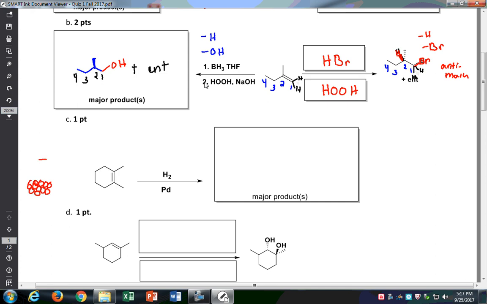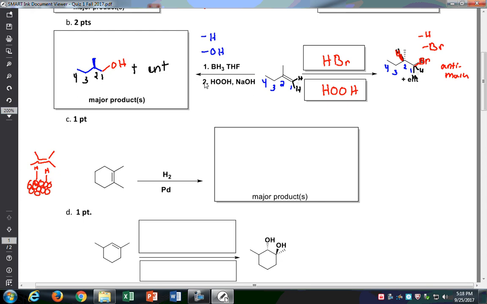So whatever face our pi bond comes in to interact with the metal that has the hydrogens adsorbed on it, that's the side our hydrogens are going to add. So this is syn. If one side interacts with the metal, that's the side the hydrogen is going to add on. The other side interacts with the metal, that's the side the hydrogen is going to add on. Both sides can interact equally, but we never get anti-addition. Both hydrogens add on the same side, whatever side of the pi bond connects with the metal.